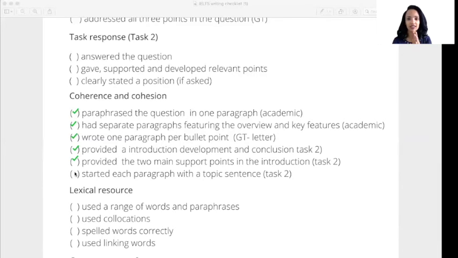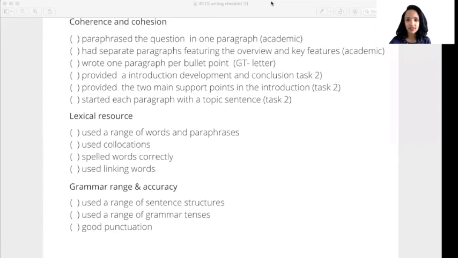Don't start a paragraph with an example unless that's the topic of your whole paragraph. It's very common for students to start a paragraph providing an example of something, and then they start talking about something which is not necessarily related. You lack a topic sentence, which means your grade is going to be lower. So start each paragraph with a topic sentence. That's very important.